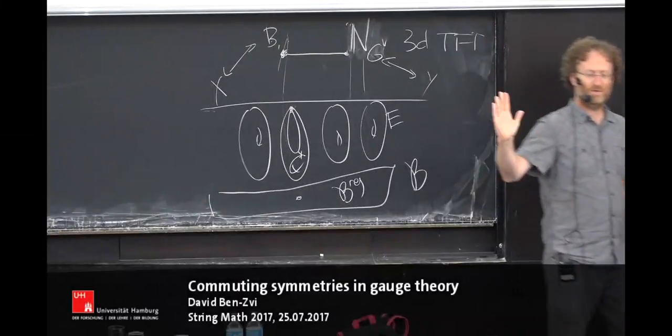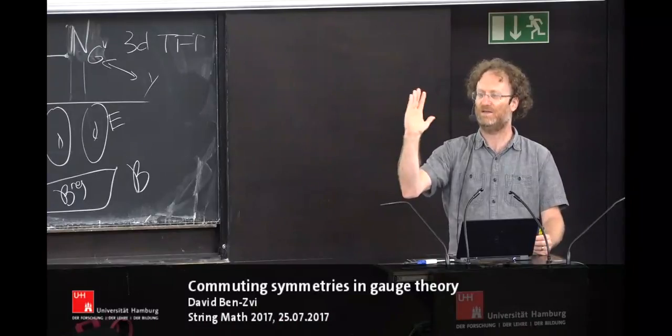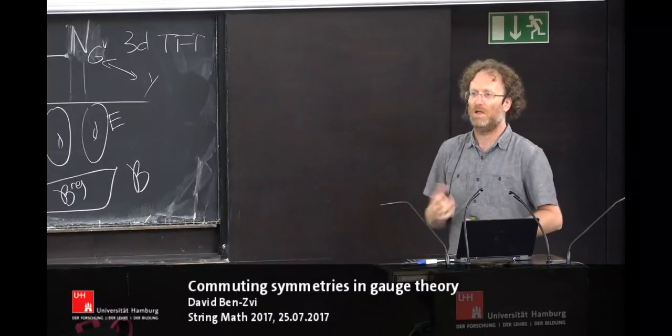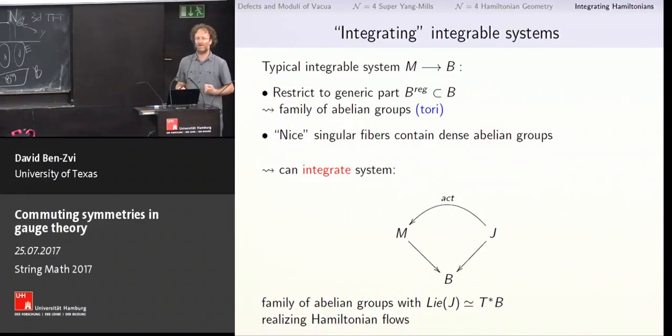So in a typical integrable system, you have a family of abelian groups, and when they degenerate, you still have, at least as a dense locus, an abelian group. So in fact, what you get out of an integrable system. So what do I mean by integrating the system? You can take the infinitesimal flows given by Hamiltonians, and you can make it into a group action.